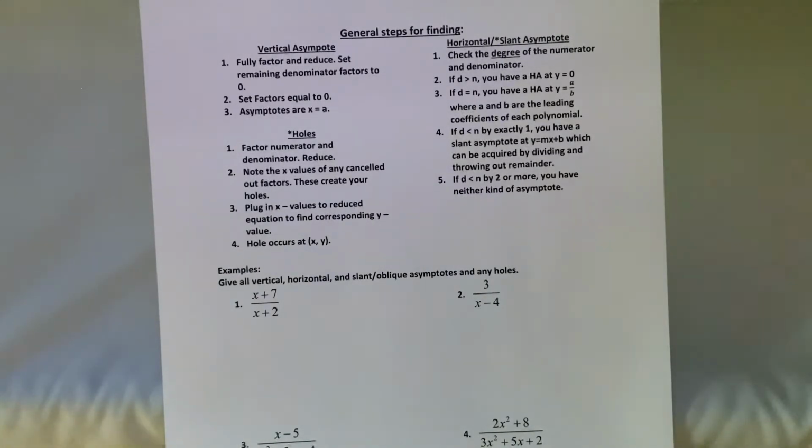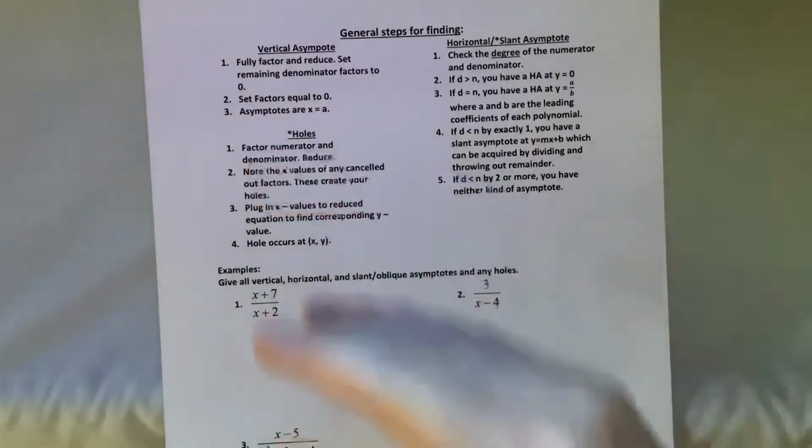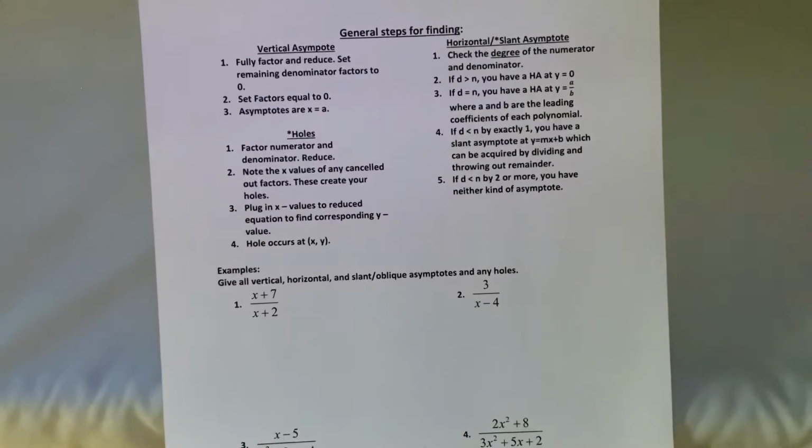So not completely unknown, but once those factors are set equal to 0, we get x equals a number for those factors. Those are our vertical asymptotes, and we'll talk about how to graph them later. We'll just focus on finding them now. Again, you could ignore the holes part, but if you ever wanted to find a hole, that would be how you do it.